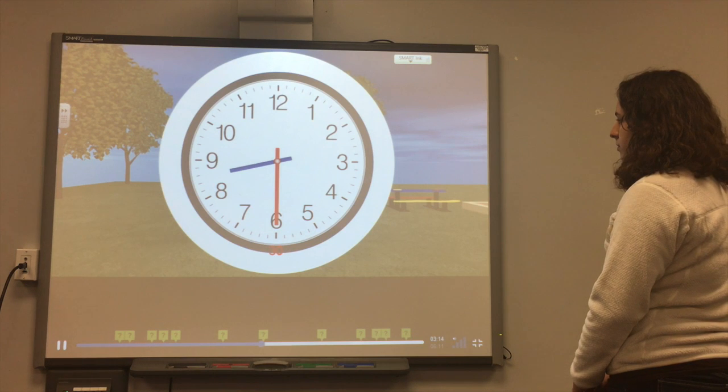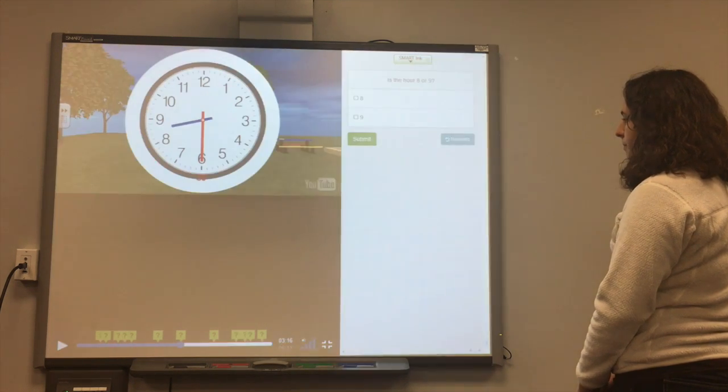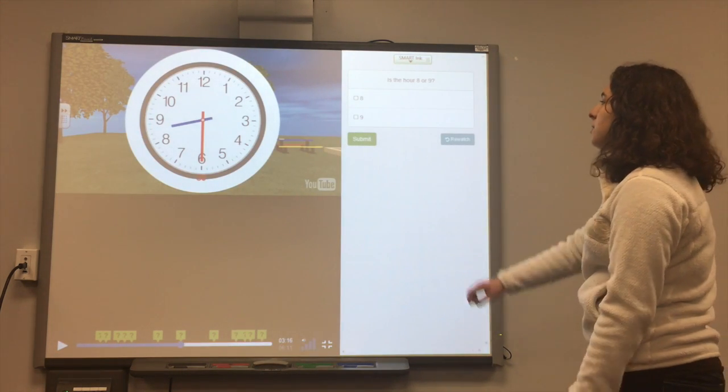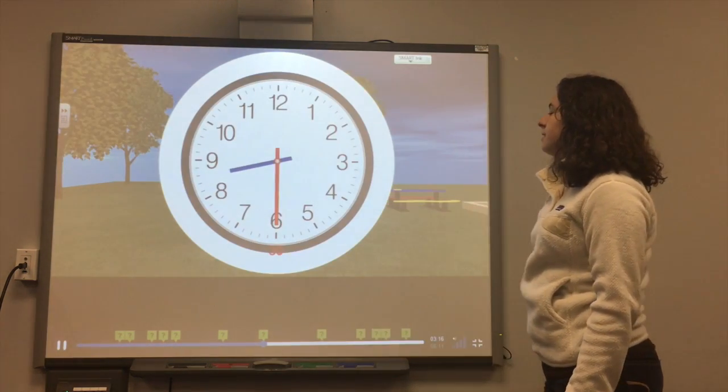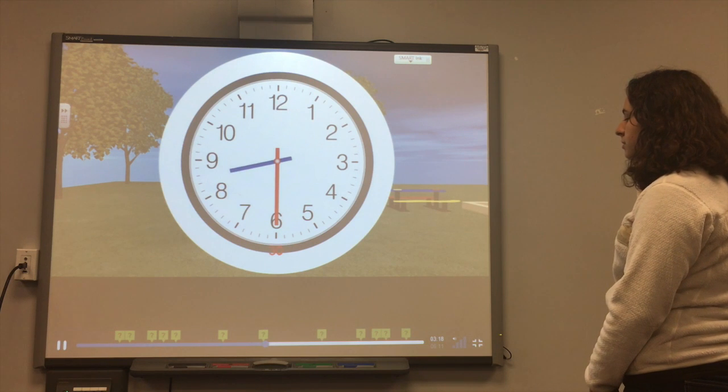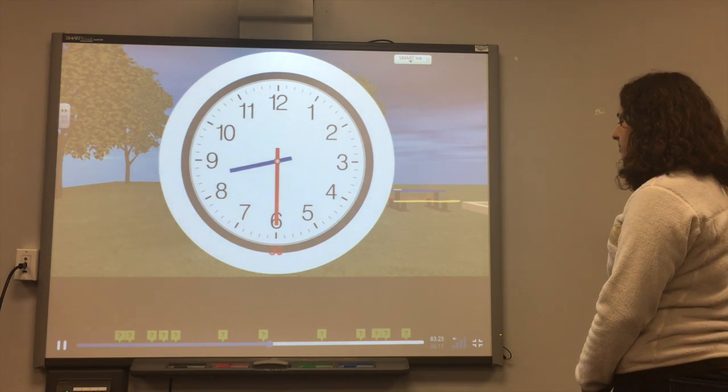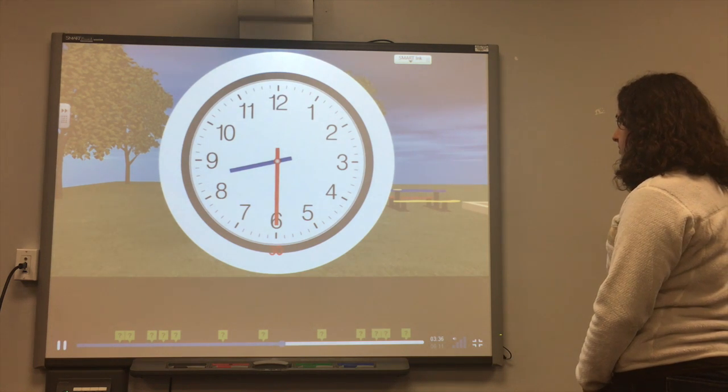Do you think the hour is 8 or 9? Is the hour 8 or 9? 8. The hour is still 8, even though it is past the 8. When the hour hand points right at a number, it starts the hour. It stays that hour until it reaches the next number. Right now the hour hand is past the 8 halfway, and we see that the minute hand is pointing to the 30. We can say that the time is 8:30.